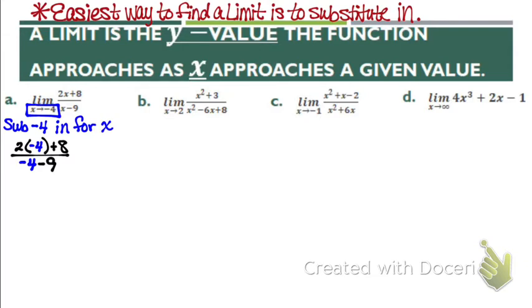What will I have in the numerator? 0. I'm going to have 0 over -13. 0 over -13 simplifies to what? Just 0. That is my limit. So I'd come up here and say the limit is equal to 0.